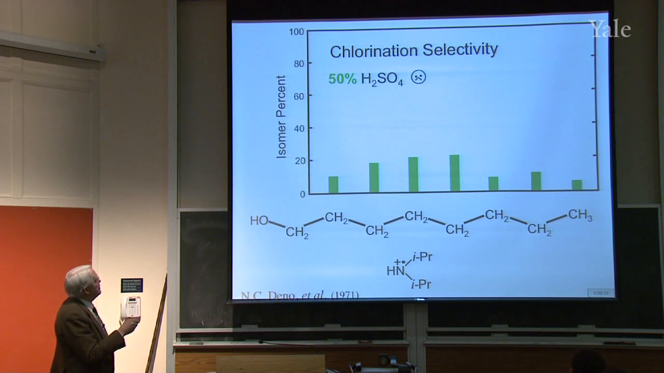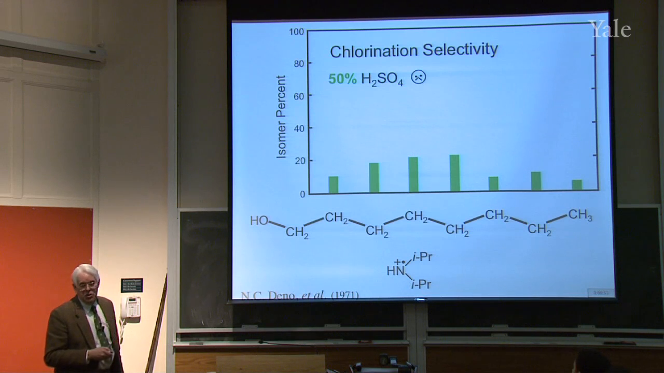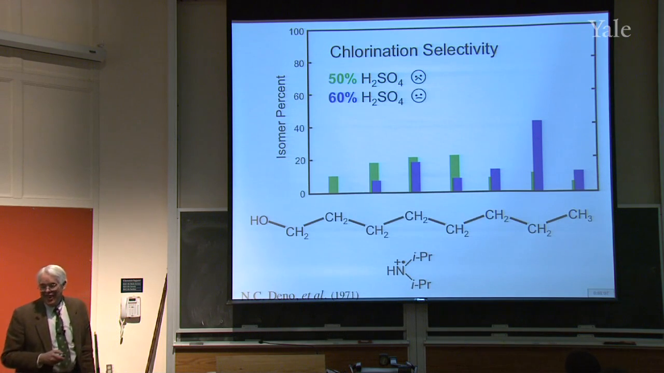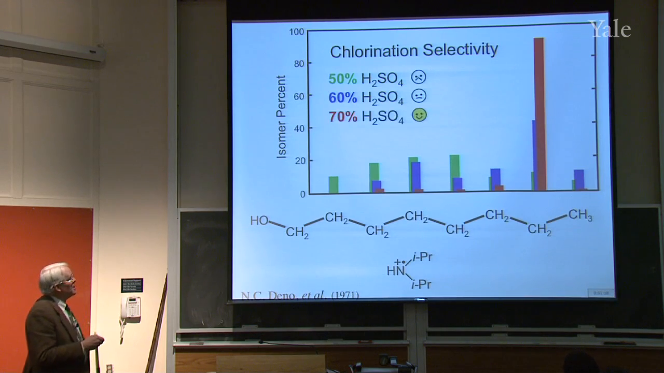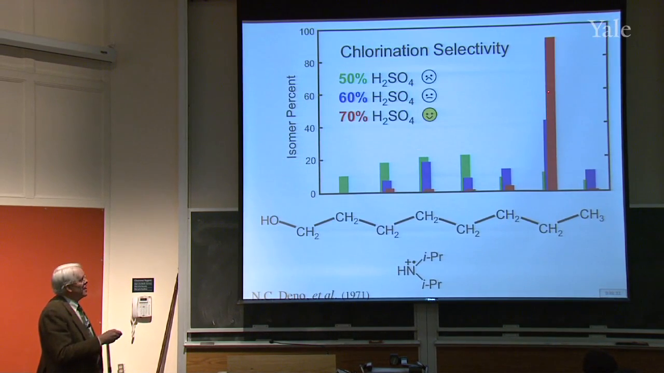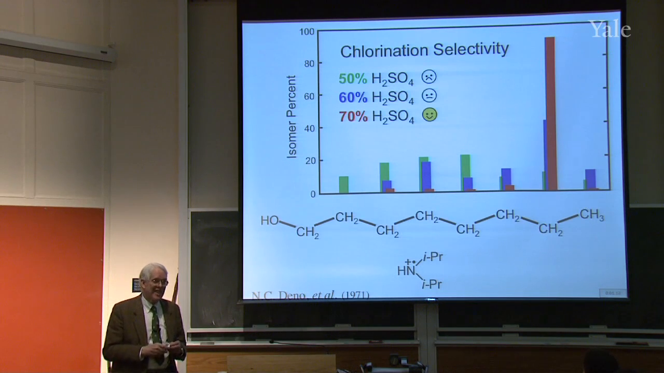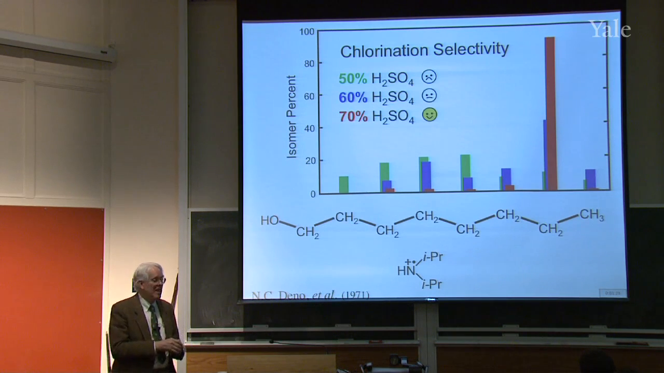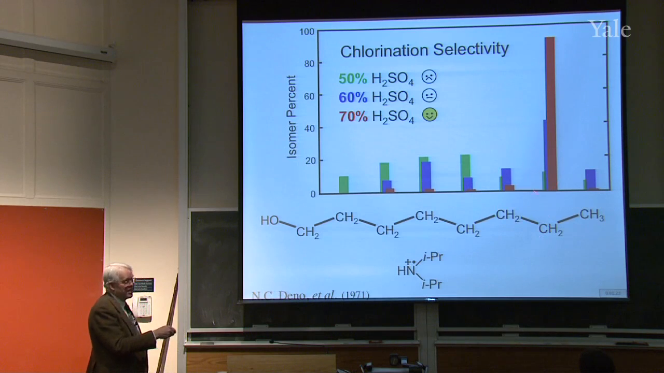If you do it in 50% sulfuric acid, it's pretty much the same story. If you do it in 60% sulfuric acid, it's a little bit better. You get more of this. But if you do it in 70% sulfuric acid, you get almost all of this material, chlorination specifically at that position. So isn't that a great mechanism? By changing the solvent, by making it a strong acid, you can make it selective for this one.